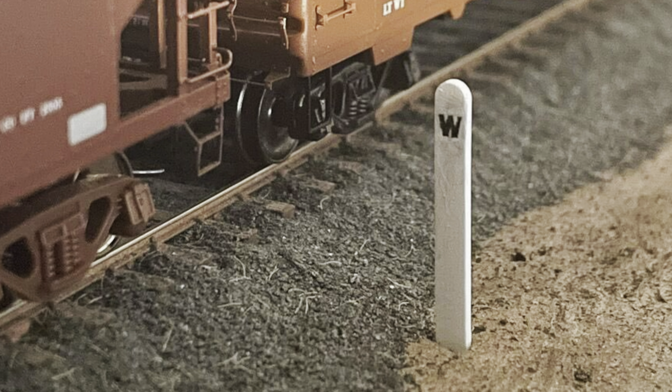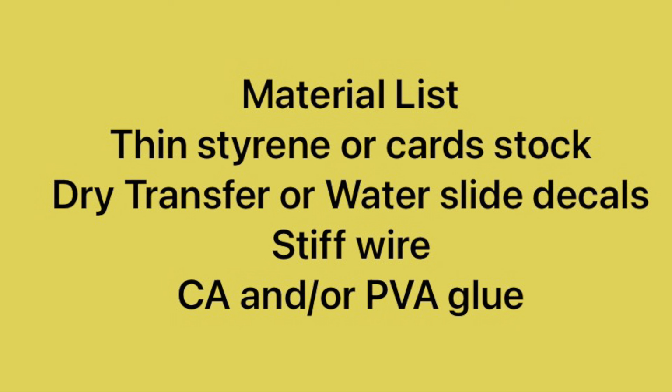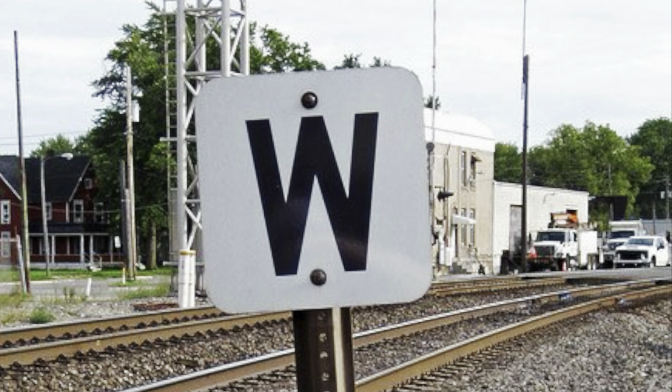First, the materials you'll need are simple. Some thin styrene strips or thick paper like index cards, some stiff wire for the poles, and for the lettering you can use dry transfer letters, water slide decals from an old set, or you can even print them on your computer. I'll be demonstrating the first 2 methods in this video.